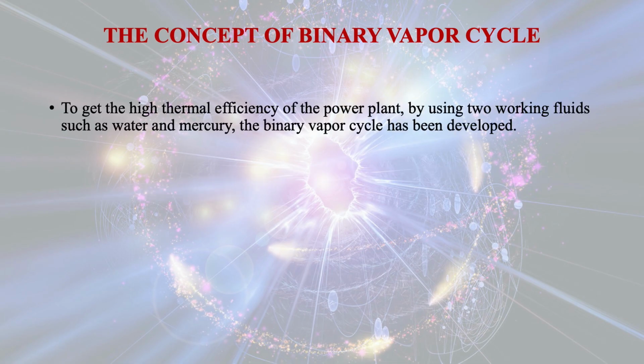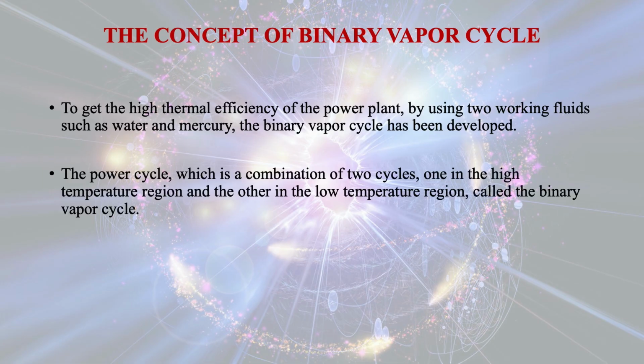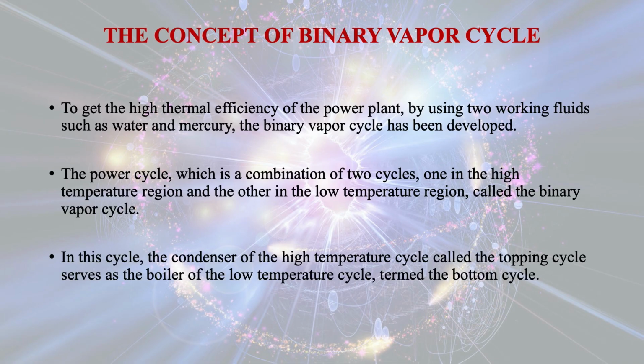To get the high thermal efficiency of the power plant by using two working fluids such as water and mercury, the binary vapor cycle has been developed. The power cycle, which is a combination of two cycles, one in the high temperature region and the other in the low temperature region, is called the binary vapor cycle. In this cycle, the condenser of the high temperature cycle, called the topping cycle, serves as the boiler of the low temperature cycle, termed the bottoming cycle.